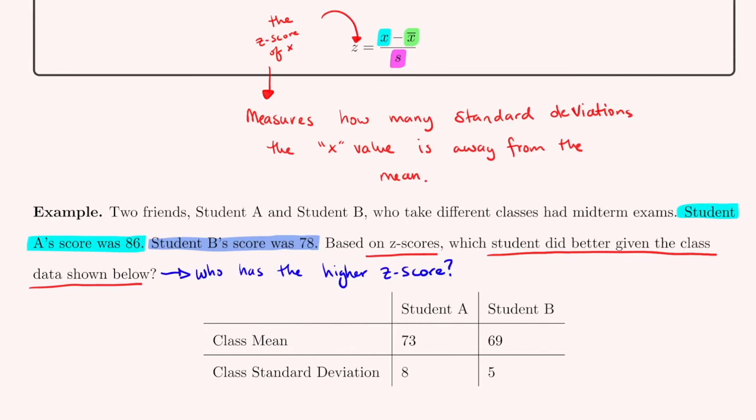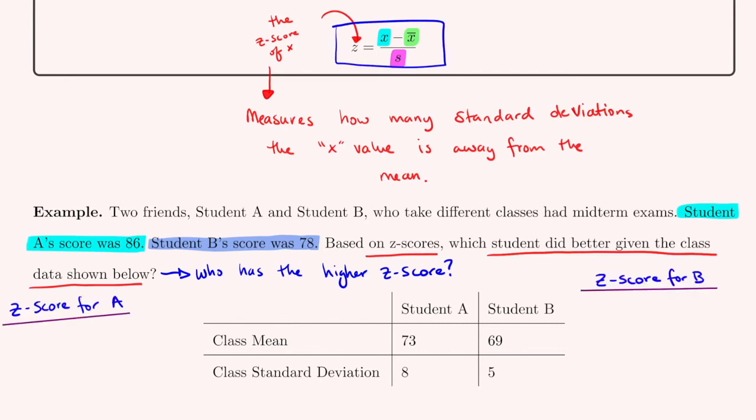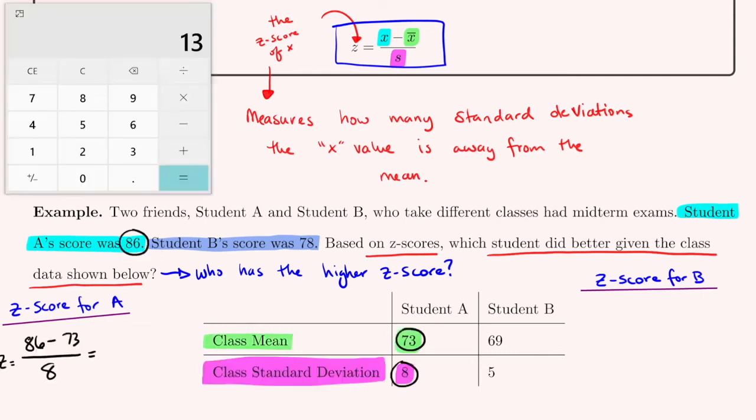Now we can do this with 2 z-score calculations following this formula. Now in the chart, we are told the mean. So we have 13 divided by 8. And we get a z-score of 1.625 for student A.